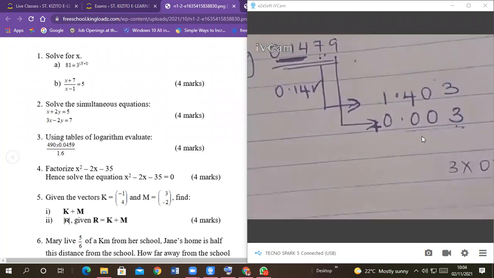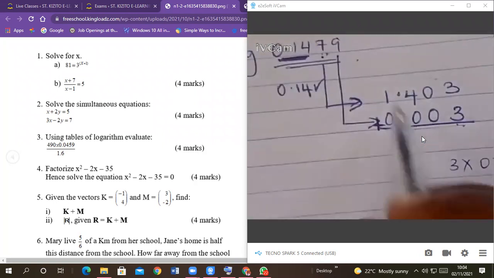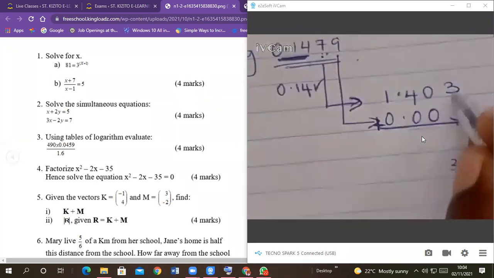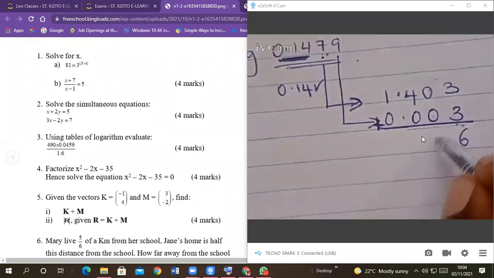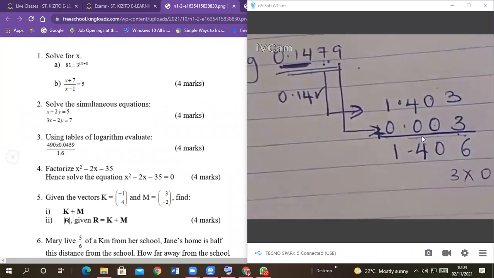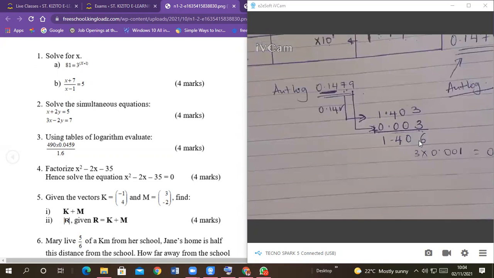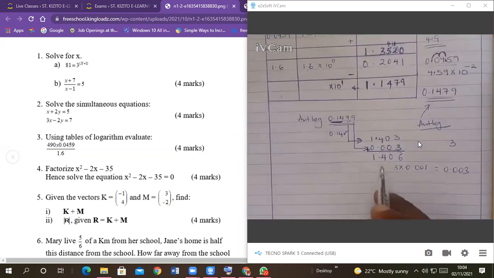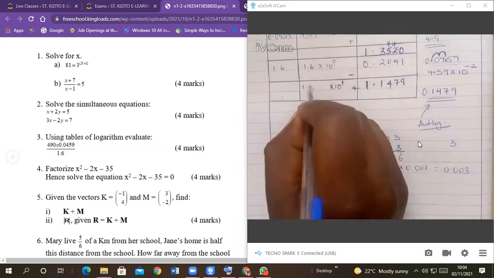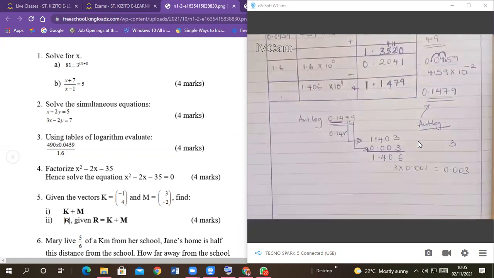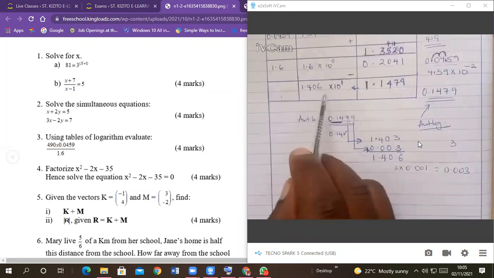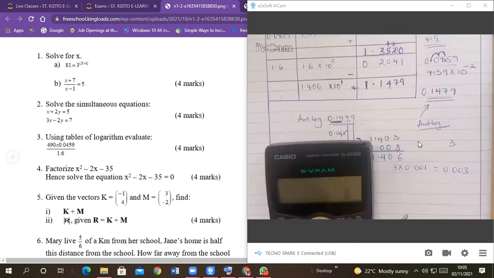Okay. So we are going to add these two, such that we get the antilog of 0.1479. So when you add this to this, we get 6. Add here, we get 0. Add here, we get 4. And here we get 1. That's what we get after addition. So now that number you have obtained after addition is what you write here. And we have it as 1.406, like that.